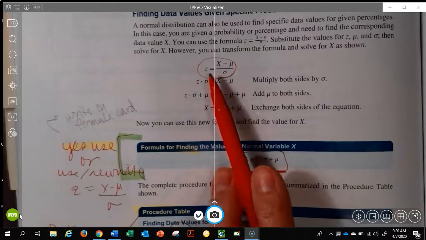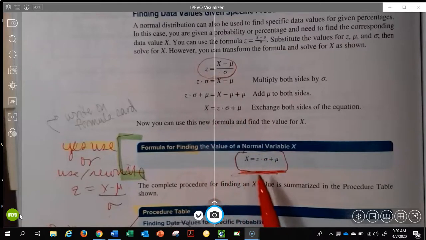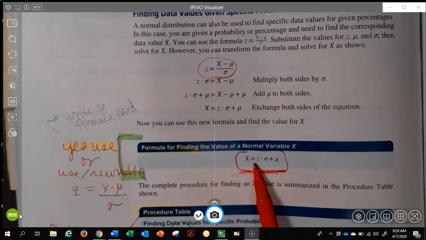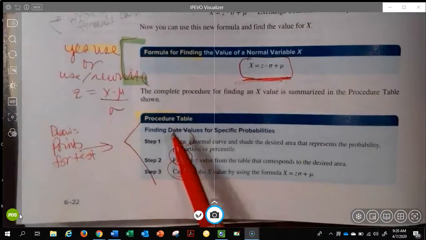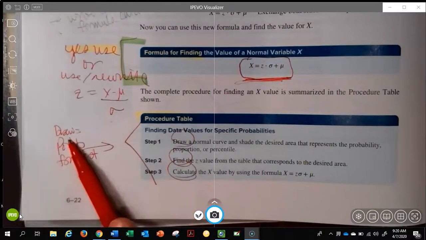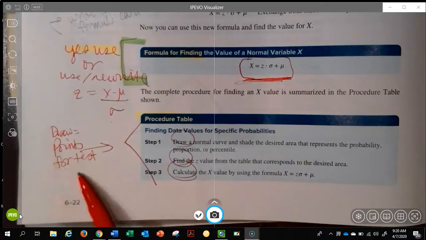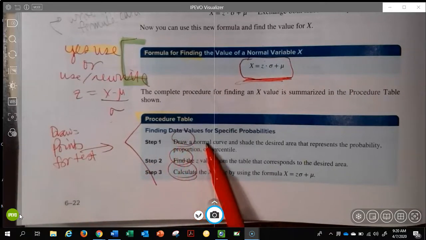Again, you're going to see me start here sometimes. Sometimes you'll see me use this one. I'll do both. You've got to figure out which one you like for you. There is a procedure table. Again, I'm asking you all to draw for points on the test. So we're going to draw.